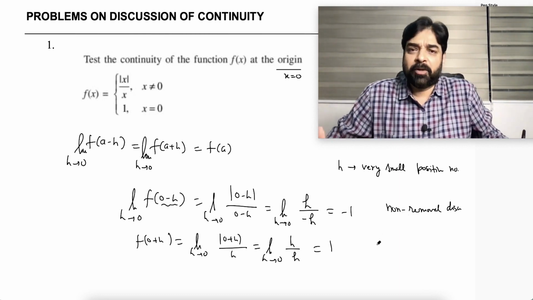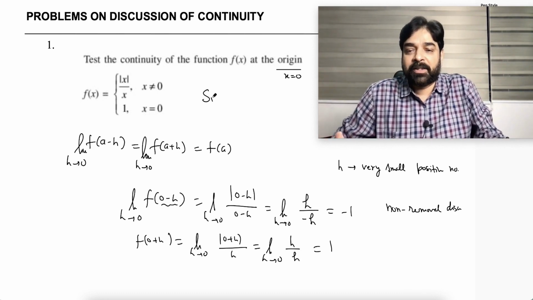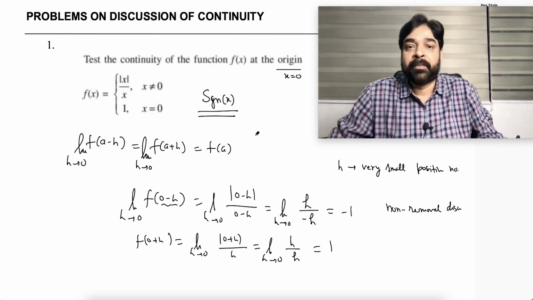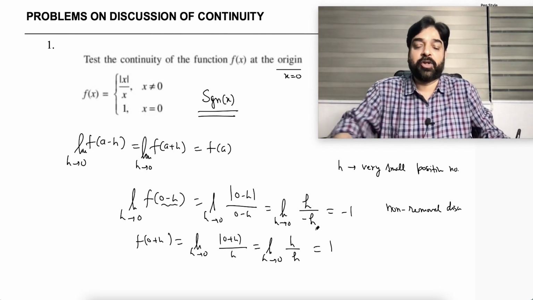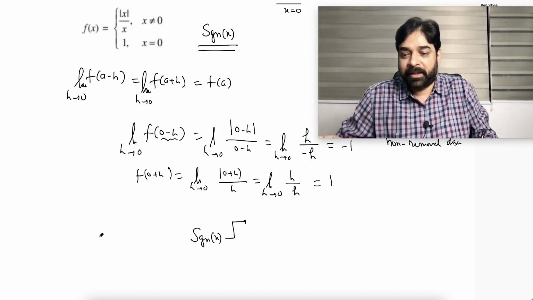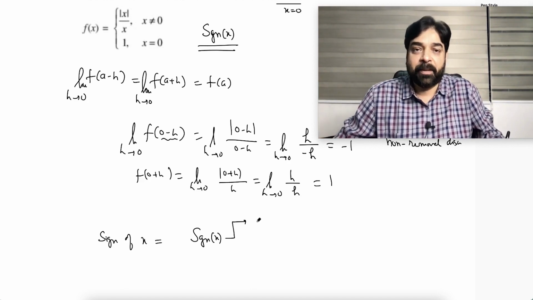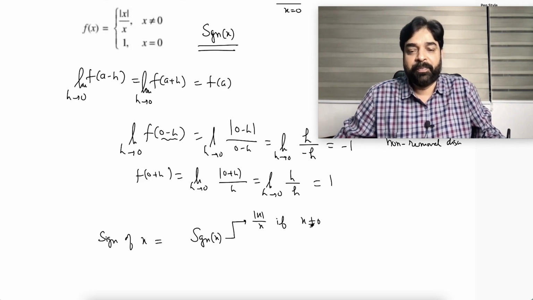Understood? It's a very simple question. Actually, it's an oral question. This function is basically called the signum function also. This is called signum x. Signum x means sign of x. Understood my point? If anybody asks you what is the graph of signum x, you can do that also. How will you do it? Look here. Signum x means sign of x, and it is defined as mod x by x if x is not equal to 0, and 0 if x is equal to 0.